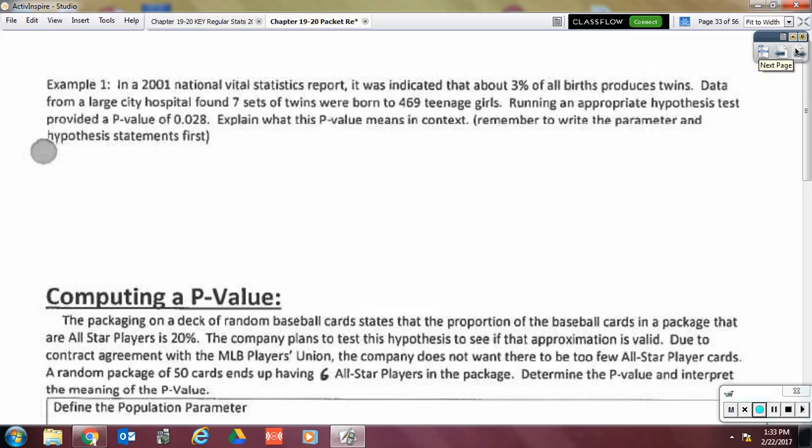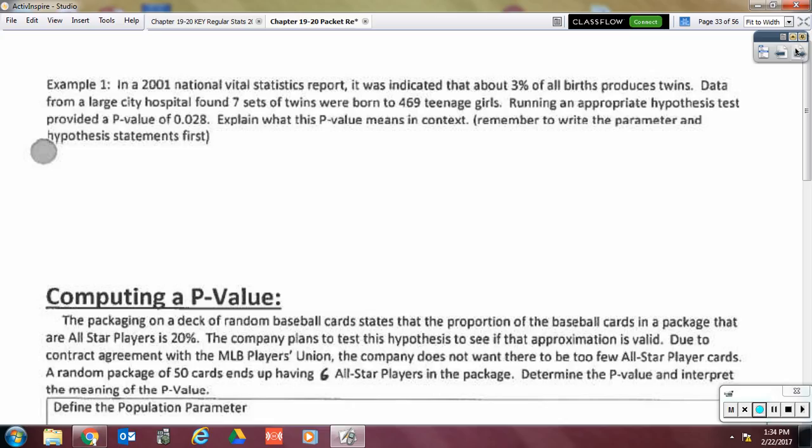Example 1. In a 2001 National Vital Statistics report, it was indicated that about 3% of all births produce twins. I think we've seen this problem before, but we're going to be discussing something different about it. Data from a large city hospital found 7 sets of twins were born to 469 teenage girls. Running an appropriate hypothesis test, they got a p-value of 0.028. Explain what the p-value means in context.